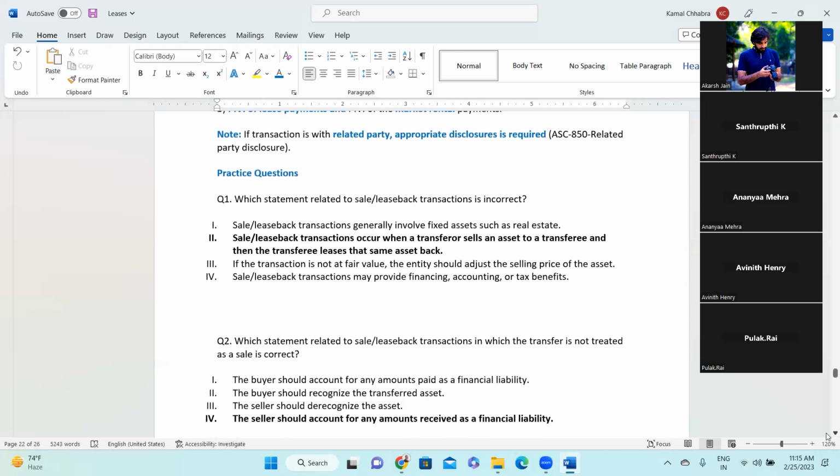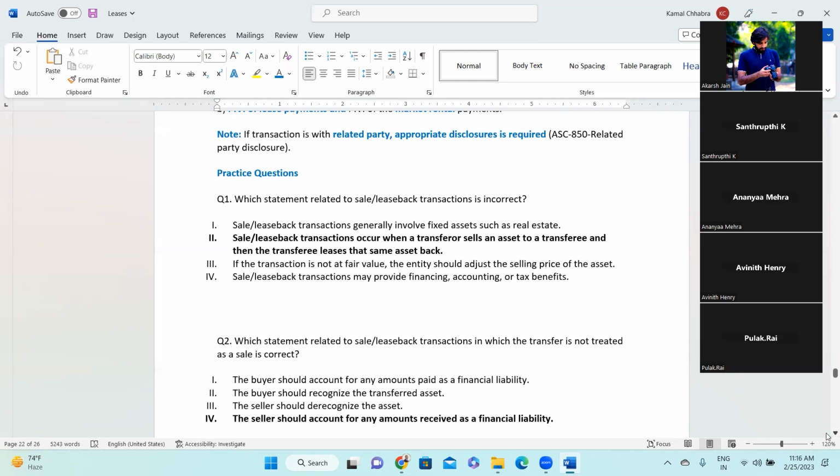If the transaction is with a related party, then appropriate disclosures are required as per ASC 850, related party disclosure. Let's do two practice questions. Which statement related to sale and leaseback transactions is incorrect? The call of the question is the incorrect statement. First: sale and leaseback transactions generally involve fixed assets such as real estate. Is it true or false?